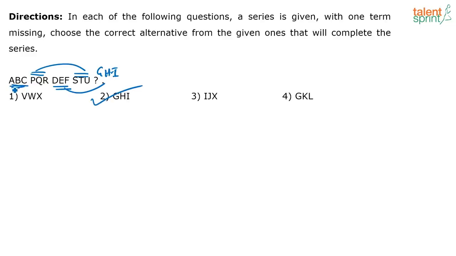So they have taken three letters in order and arranged them alternately. P, Q, R, S, T, U. So here it should be V, W, X and so on. Here A, B, C, D, E, F, G, H, I. So next will be J, K, L. Correct answer here is G, H, I.